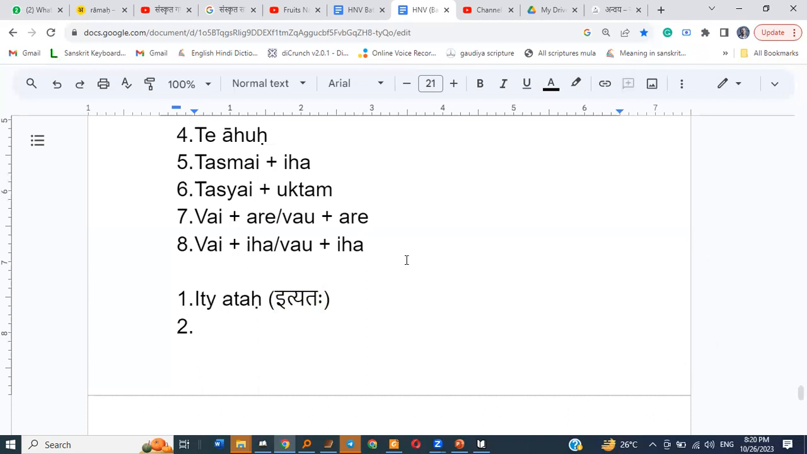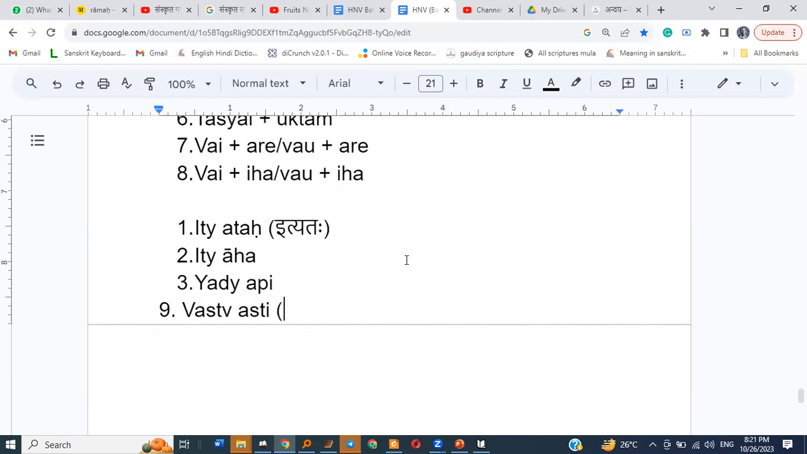Then Ityaha becomes Ityaha. Yadyapi, so Yadyapi, and so on until the eighth one. Then the ninth one here is Vastu Asti, so Vas Vasti. Devanagari would be Vas Vasti. Vas like this, Vas Vasti.